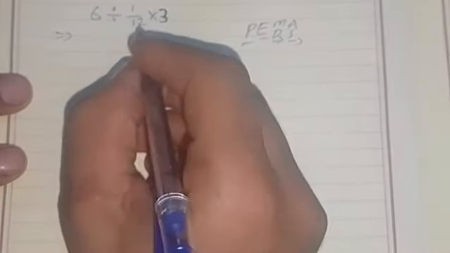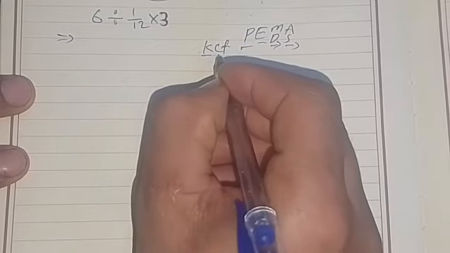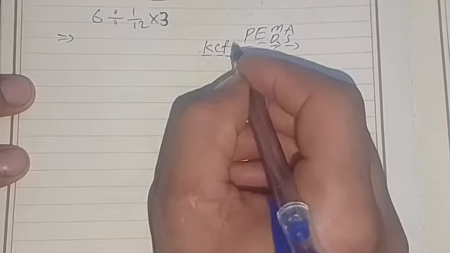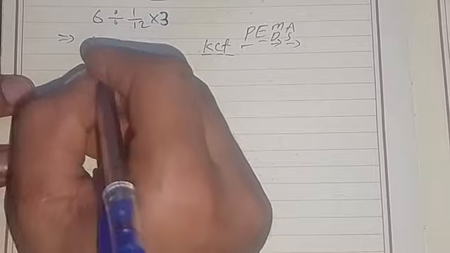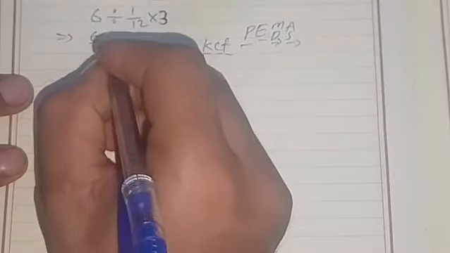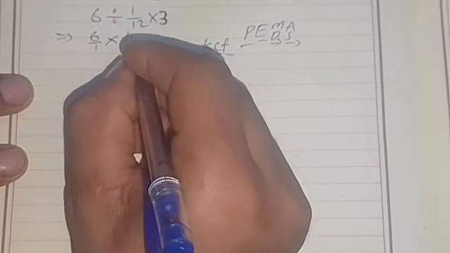So we solve it by the rules of KCF. K means keep the first fraction, C means change division to multiplication, and F means flip the second fraction. So keep the first fraction 6 over 1, change division to multiplication, and flip the second fraction.